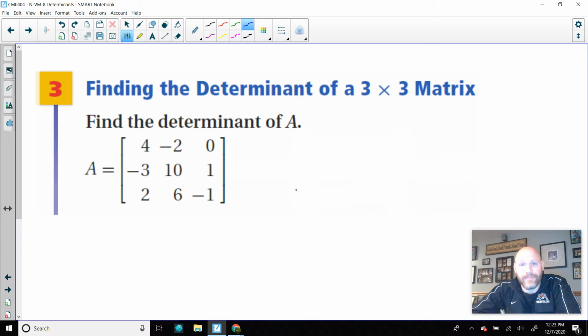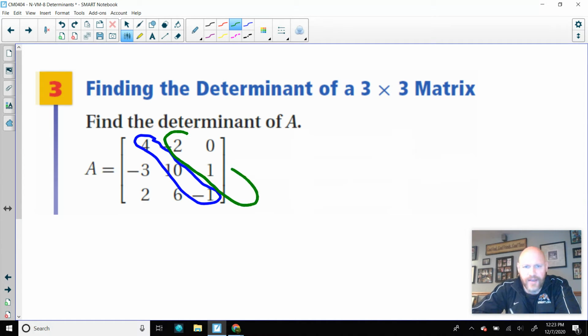All right, next up, we're going to see about doing a 3x3 matrix. Yeah, it's exactly the same as the other one. We're still going to use diagonals. So we have a diagonal here. We'll multiply those together. We have a diagonal here.